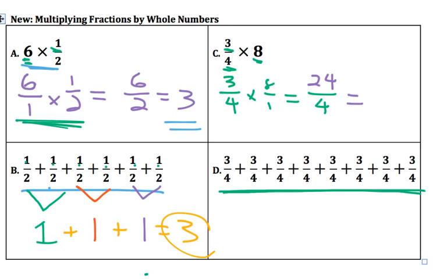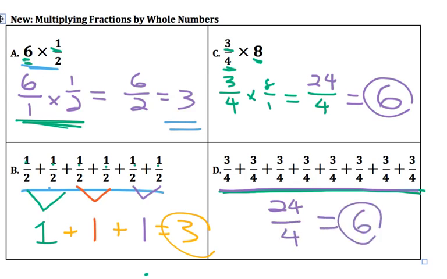And from there, it makes sense to think, well, how many 4s go into 24? And that would be the same as 6 wholes. And again, down here, when you add all of this up, you would end up with 24 fourths, which is the same.